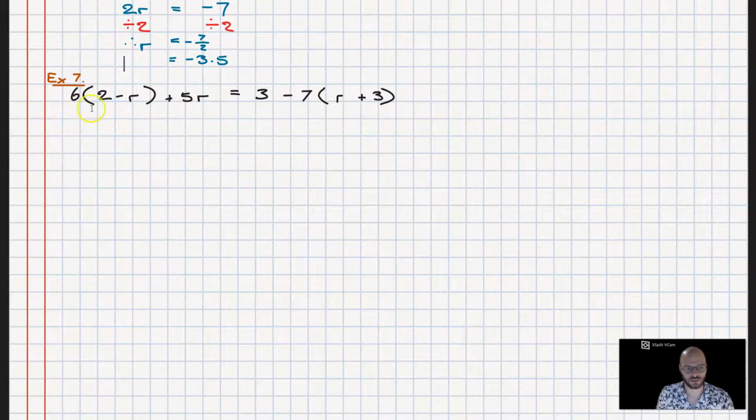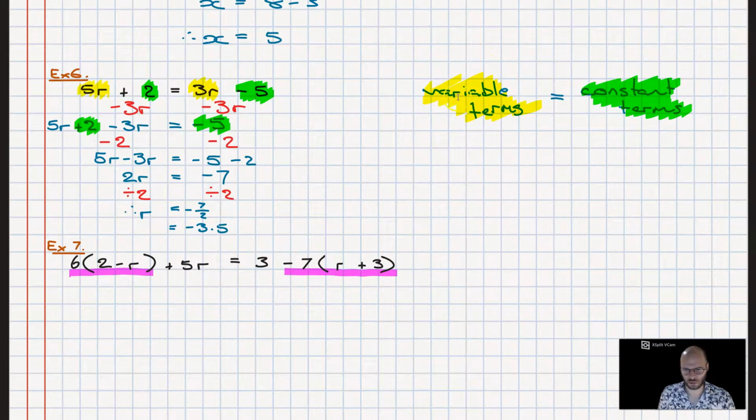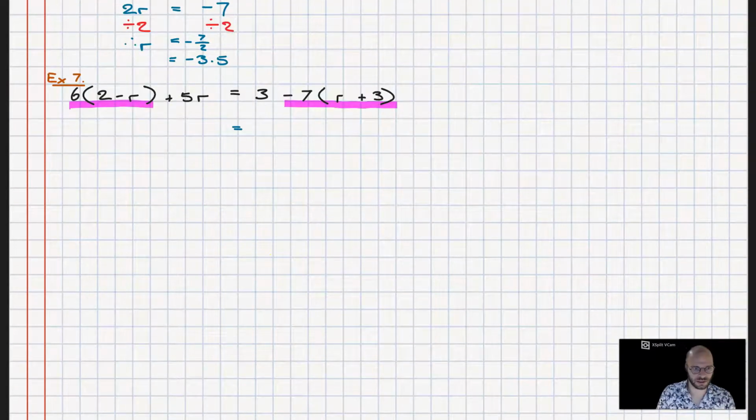We've got 6 multiplied by 2 take r plus 5r, and that's equal to 3 take 7 times r plus 3. What we've got here are brackets, so the way in which we're going to deal with this is we have to first open up our brackets, and we're going to move our variable terms to the left hand side and our constant terms to the right hand side, and then we solve. Dealing with the brackets, we've got 6 times 2 plus 6 times minus r plus 5r.